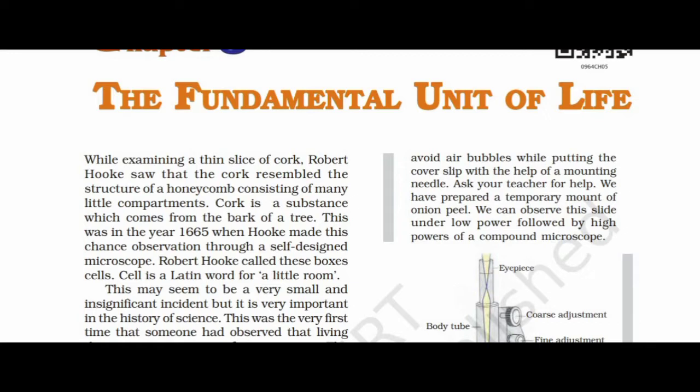So in this way we can see that in 1665 Robert Hooke observed cells under a self-designed microscope and he called these boxes cells. And what is the meaning of the word cell? Cell is a Latin word and it means a little room.